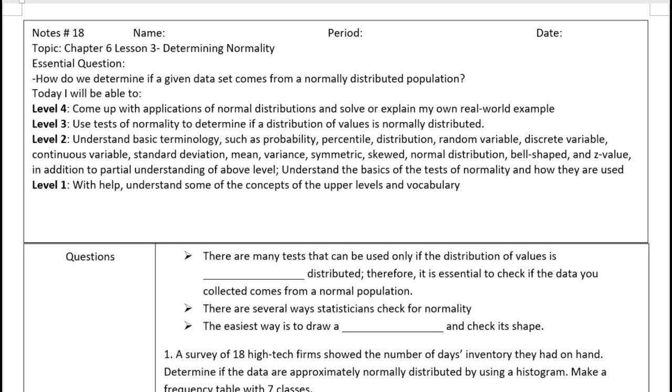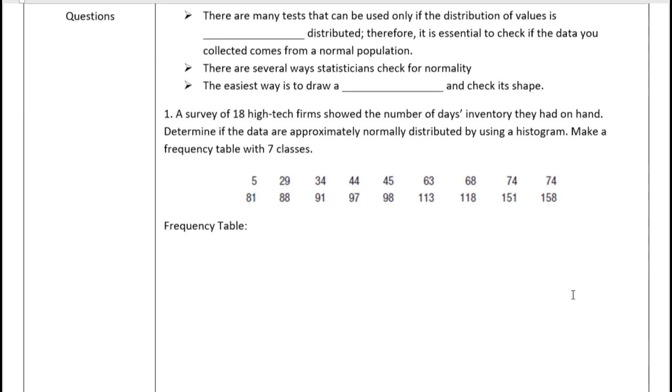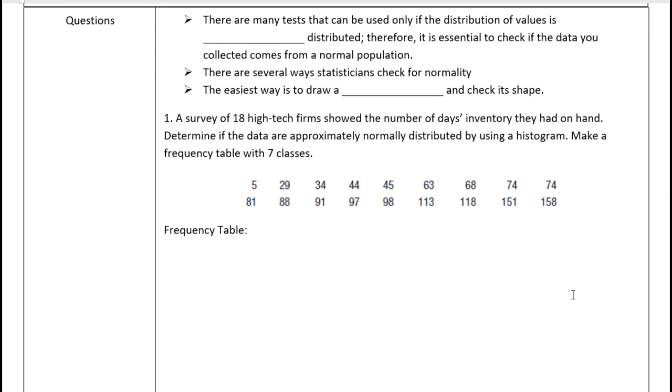So in this lesson, we're going to look at a data set to see if it comes from a normally distributed population. We're going to be using a few tests to determine normality. The goal is to be able to use these tests to see if any distribution that I give you is normally distributed. The first thing you want to know is that there are many tests that can be used to determine if something is normally distributed.